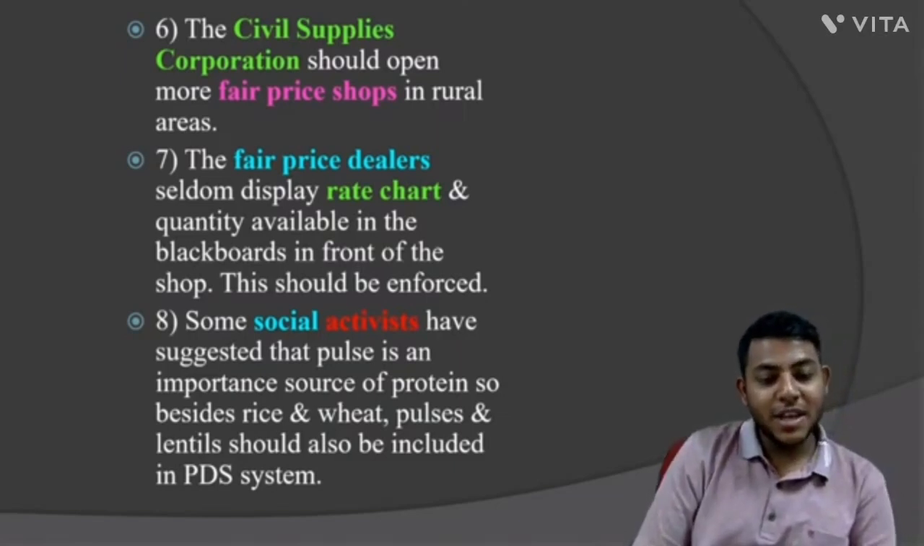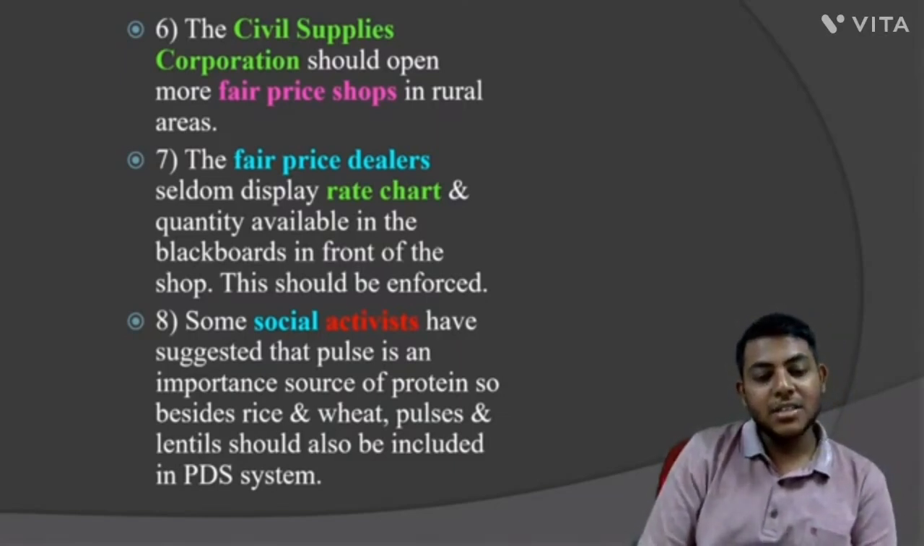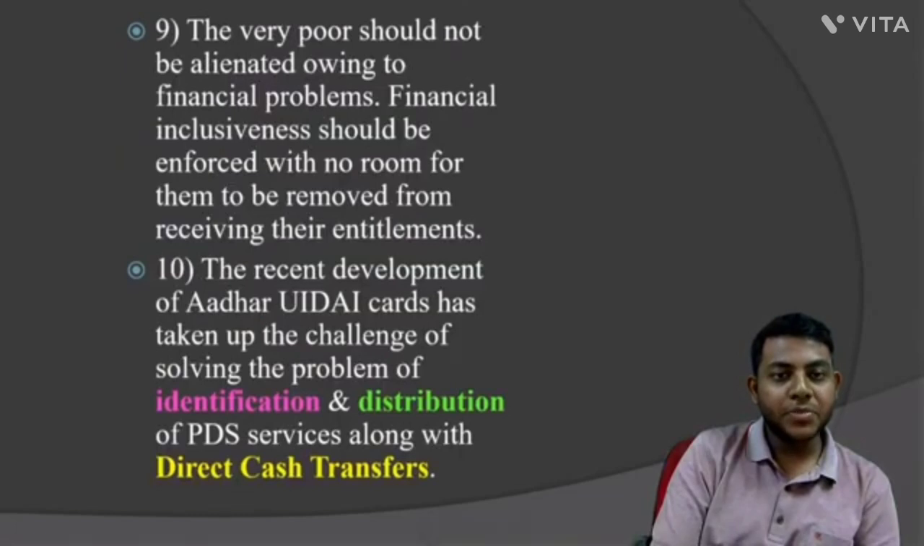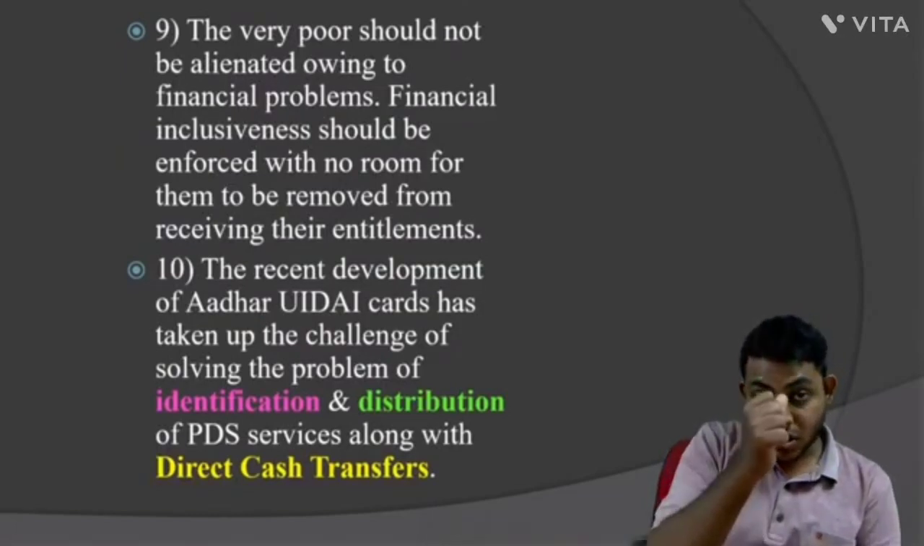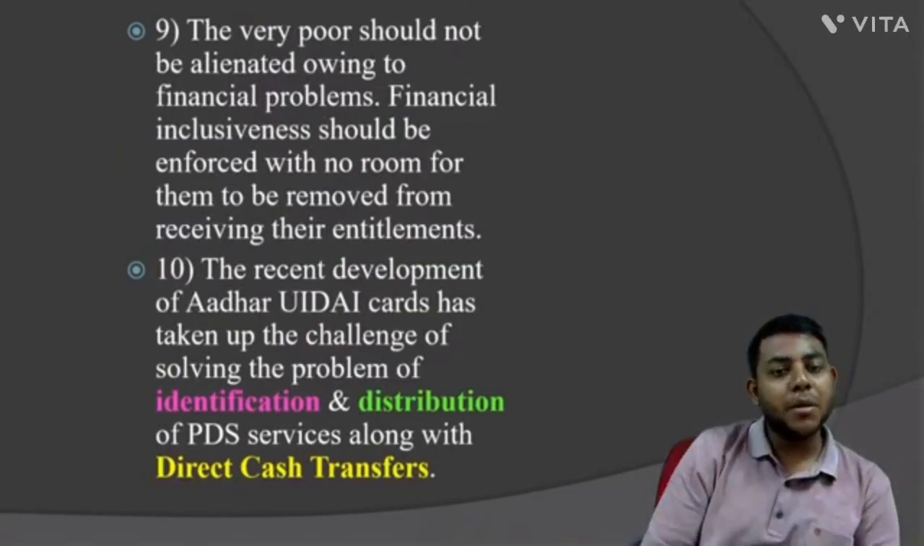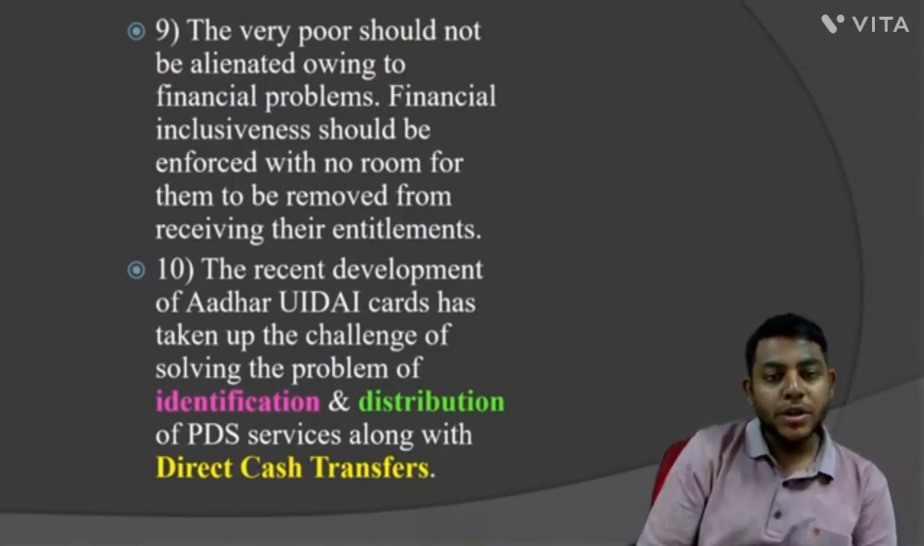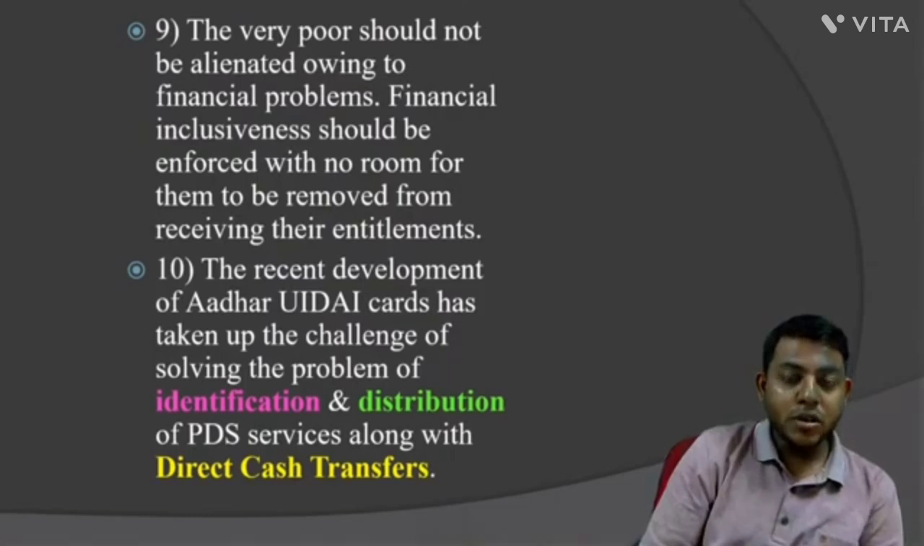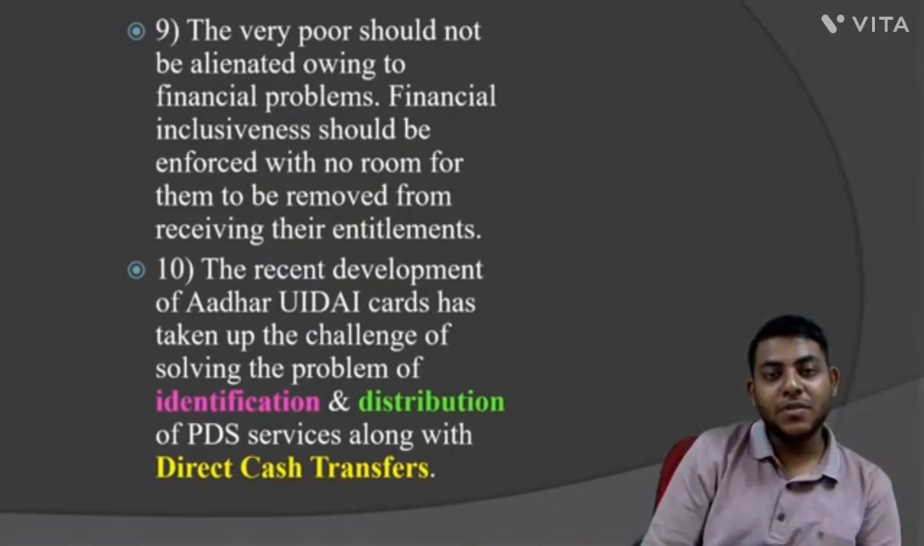And some social activists have suggested that pulses are an important source of protein. So besides rice and wheat, pulses and lentils should also be included in the public distribution system. And also the very poor should not be alienated owing to financial problems. Financial inclusiveness should be enforced with no room for them to be removed from receiving their entitlements. And this is also a constitutionally entrusted responsibility as well.